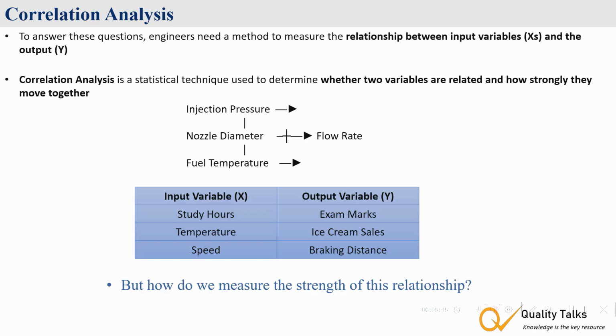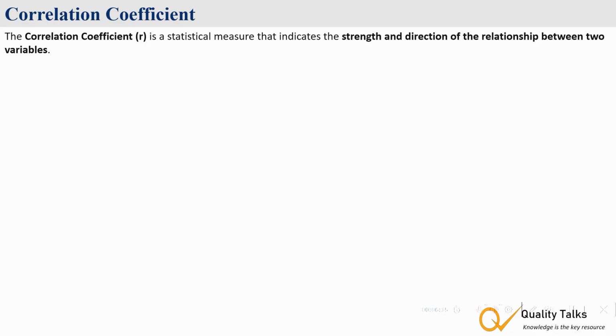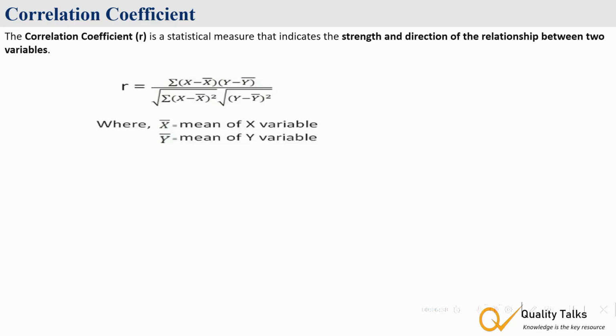Now the question is, how do we measure the strength of this relationship? The answer is correlation coefficient. The correlation coefficient, represented by the symbol R, is a statistical measure that indicates both the strength and direction of the relationship between two variables. This is the formula for correlation coefficient. The value of R varies between -1 and +1.